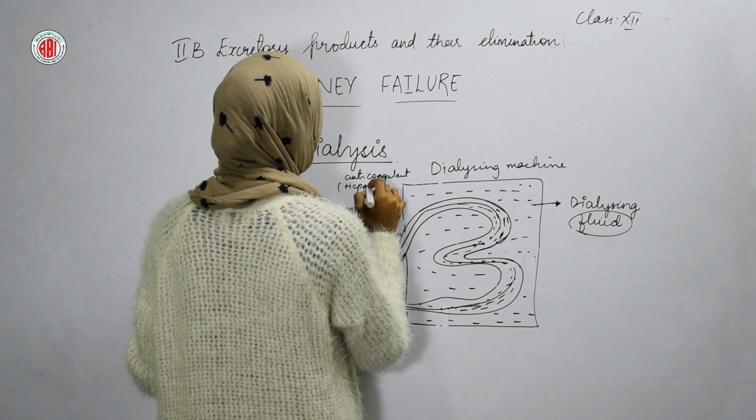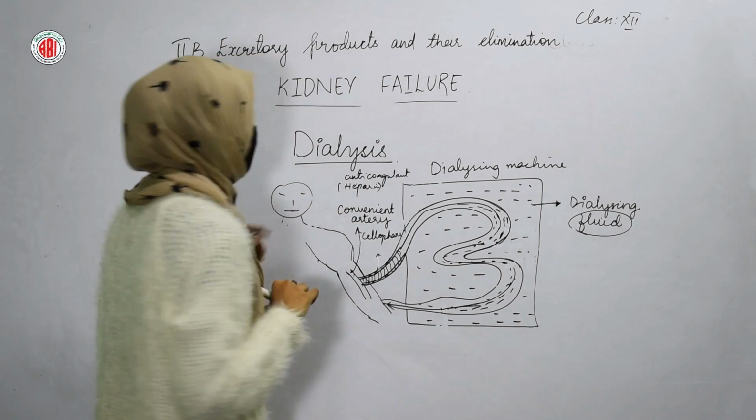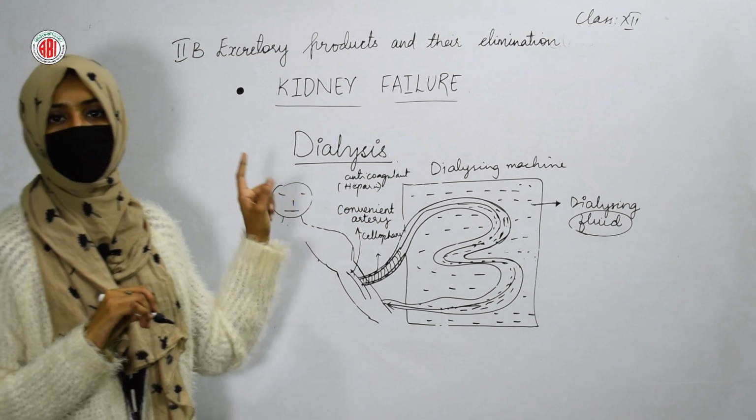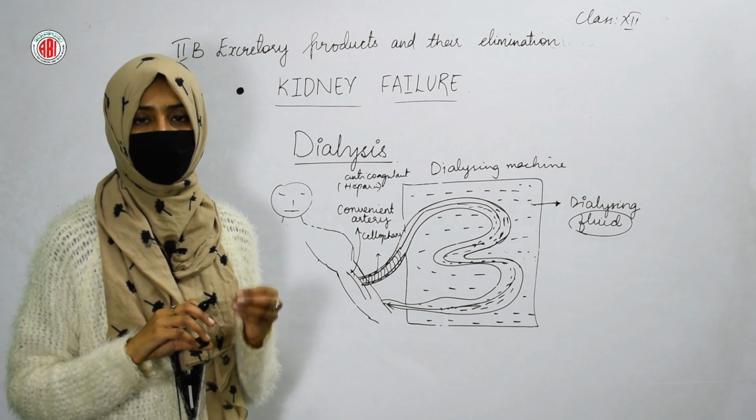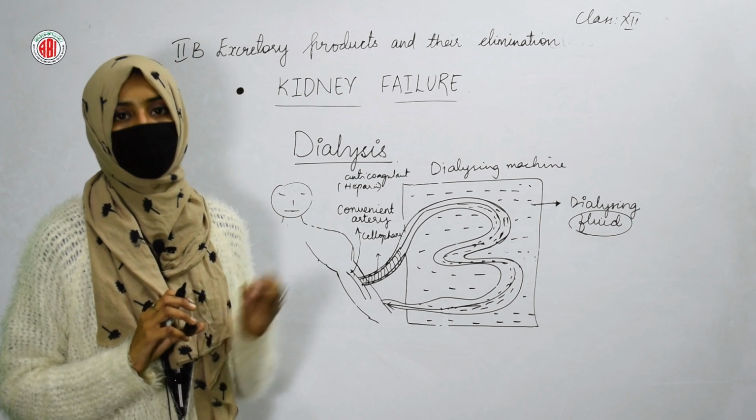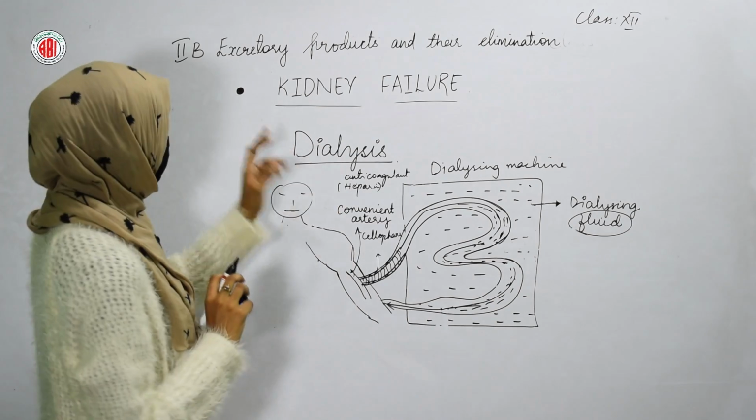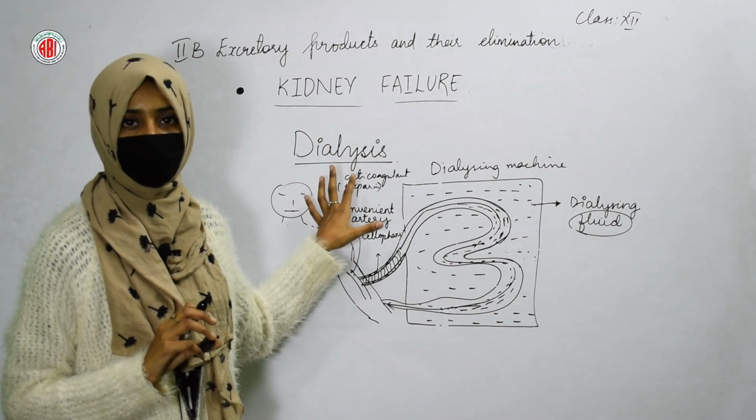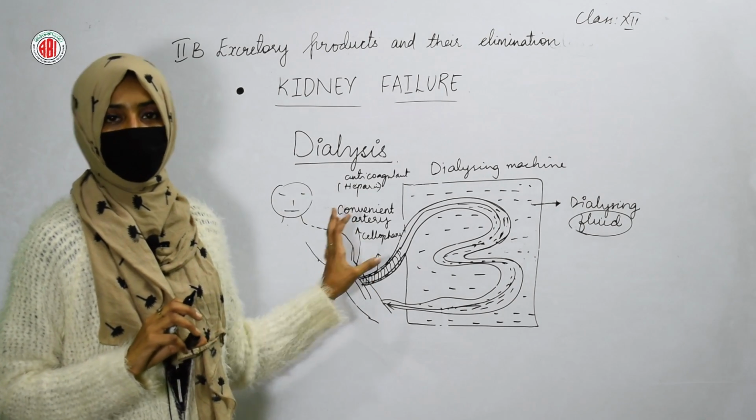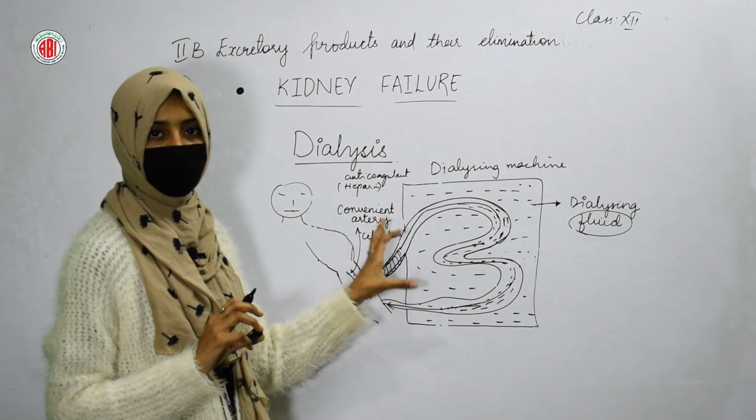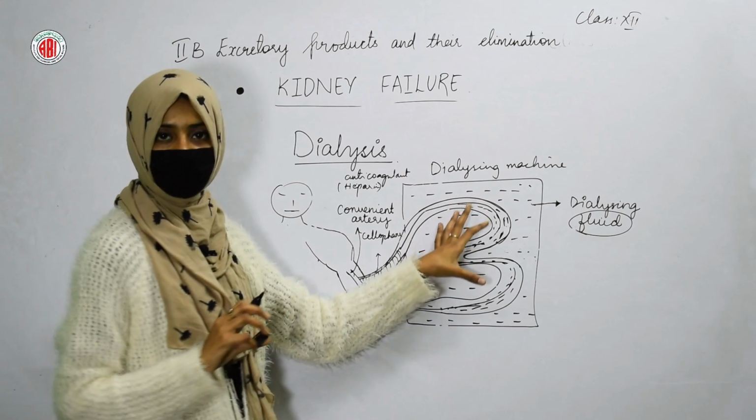heparin. We can add heparin into the blood. The purpose of adding heparin is to avoid blood clotting. Once the blood comes out of our body, the blood will clot within a short period of time. Just to prevent the blood clotting, we are adding heparin, which is an anticoagulant substance, into the blood of a patient. So after the addition of heparin, blood is allowed to enter into the dialysing machine.